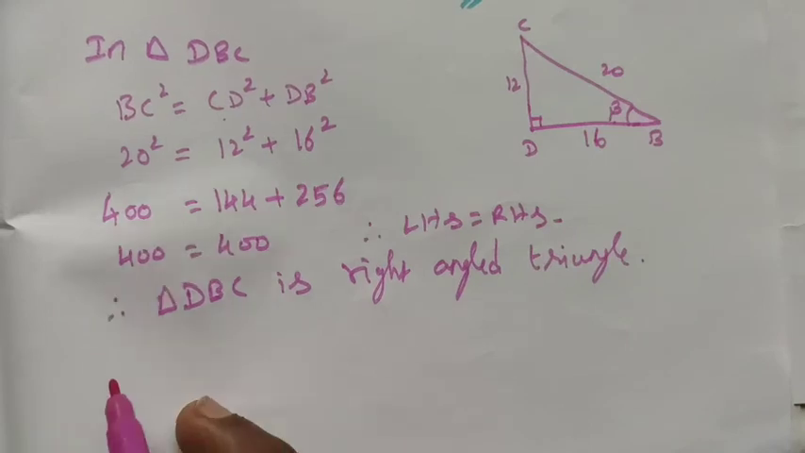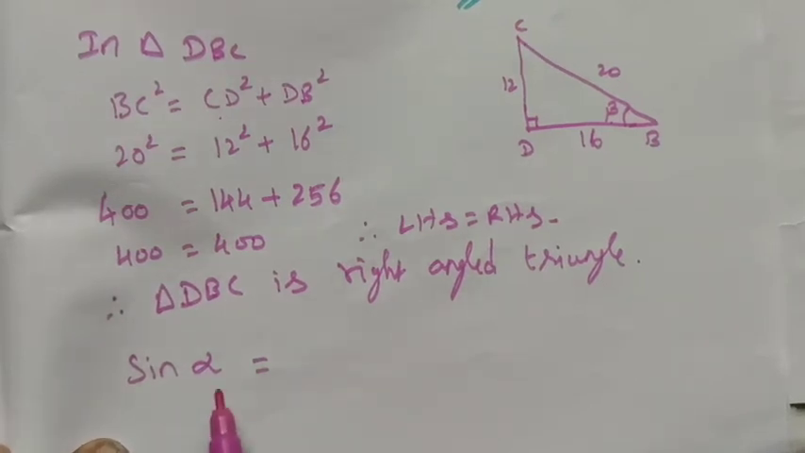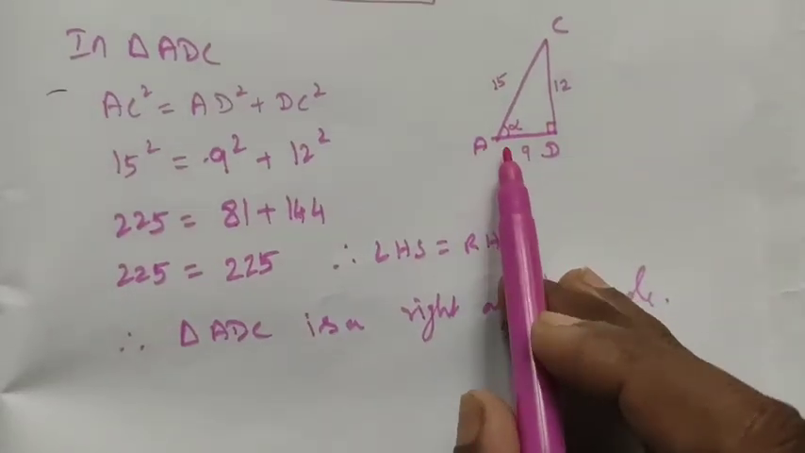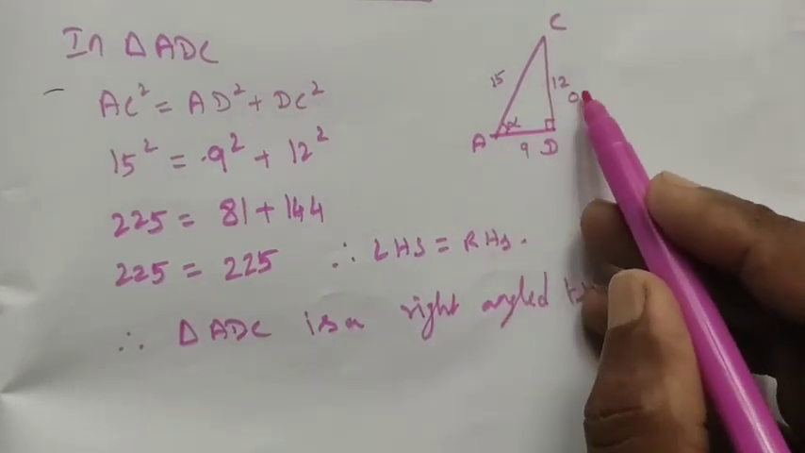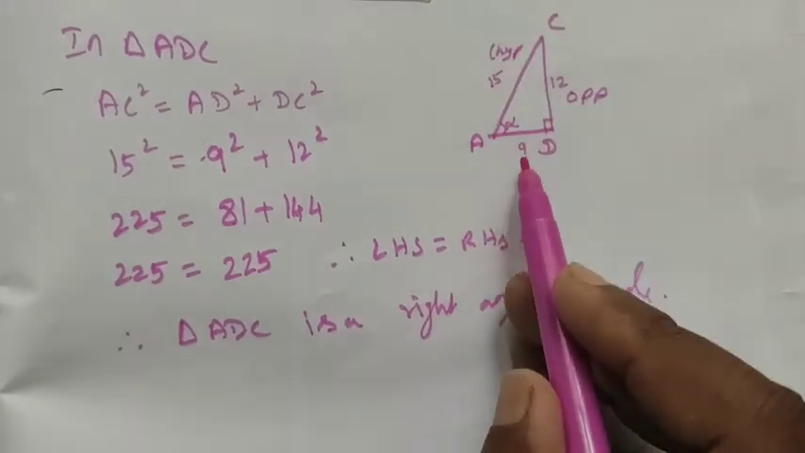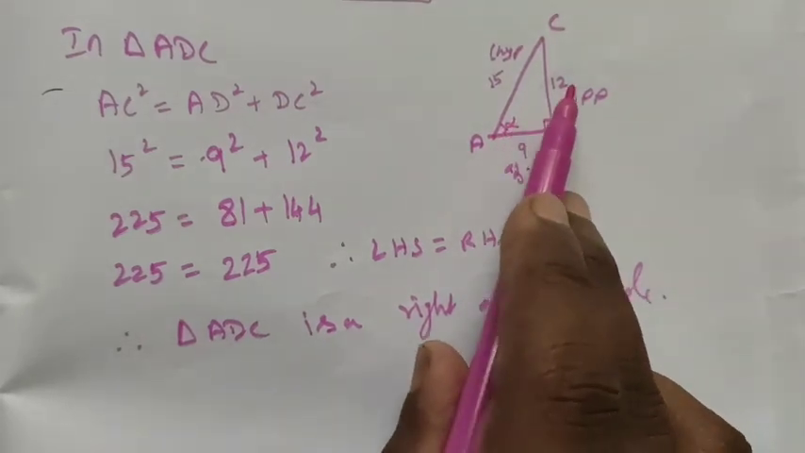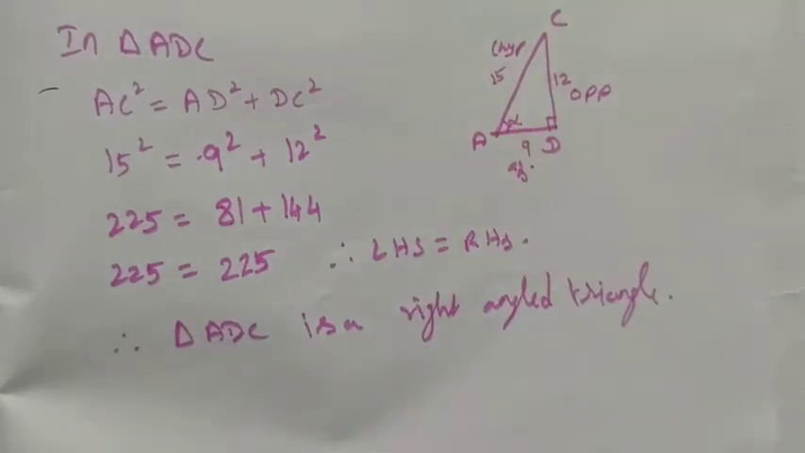Right. Now we have to find out sin alpha. We know the ratio of sin is opposite side divided by hypotenuse side. See, here I take the smallest diagram. This is alpha. Opposite to the angle alpha is the opposite side, opposite to 90 degrees is the hypotenuse side, and the remaining is the adjacent side. Sin alpha means opposite side divided by hypotenuse side. Here the opposite side is 12, the hypotenuse side is 15.